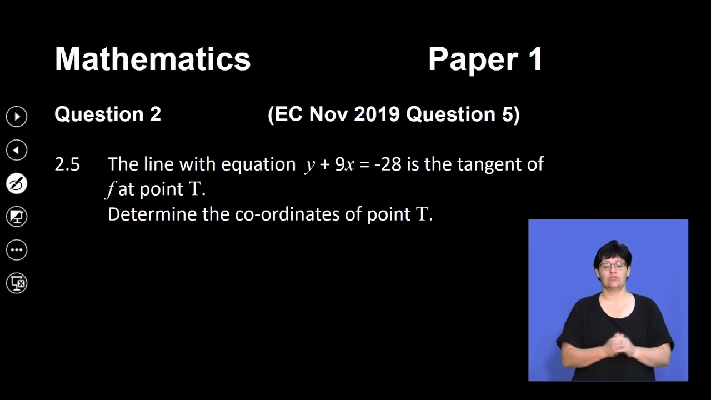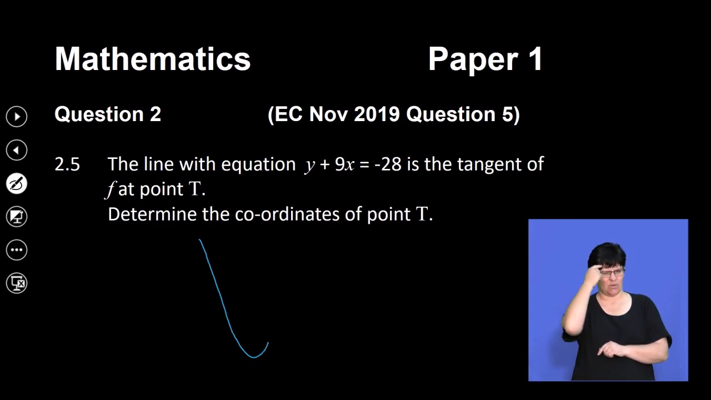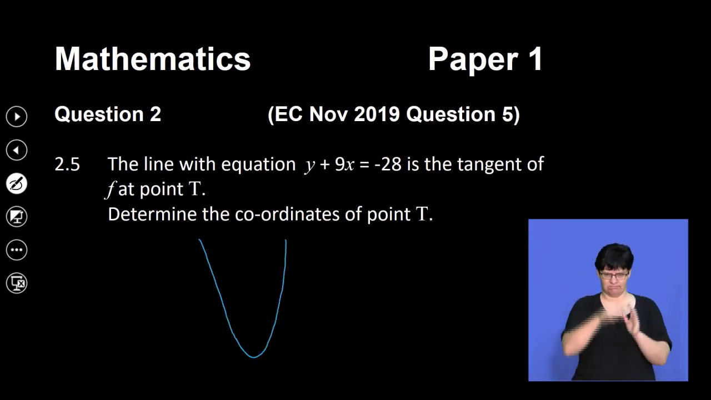Okay, the line with the equation y plus 9x is equal to negative 28 is the tangent of f at point t. Determine the coordinates of point t. Okay, so let's just think about what's going on here. We have this parabola, and there's a point t, and a tangent is touching this function f at that point t.